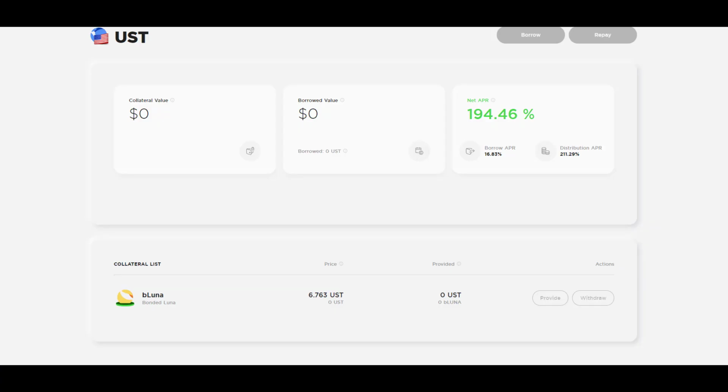Just to bring everything together, let's go ahead and summarize what we just did. To begin with BLUNA, we're getting exposure to the Luna token. So if you're bullish on the Terra network, this is great for you. And since you're borrowing against BLUNA and earning 194%, with the LTV of 35%, you're basically getting a yield of 70% on your BLUNA. So while you wait for Luna to moon up, you get to earn a fat, juicy yield. And don't forget, as the price of BLUNA goes up, you can actually borrow more and more money.